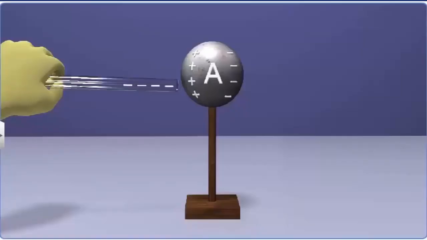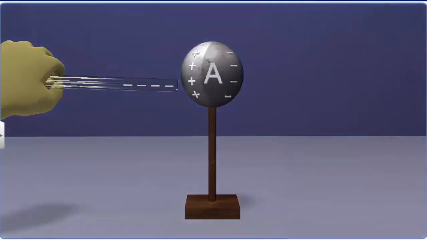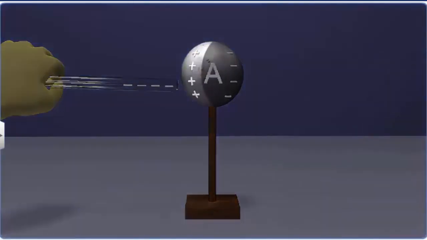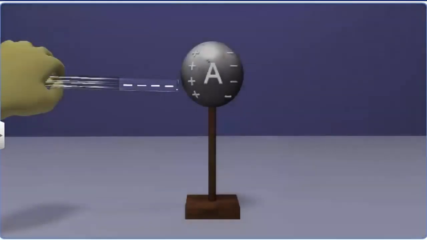In this way, we can retain the charge on the metal sphere. In the method of charging by induction, we observe that the induced charge is always equal to the inducing charge for a conductor.